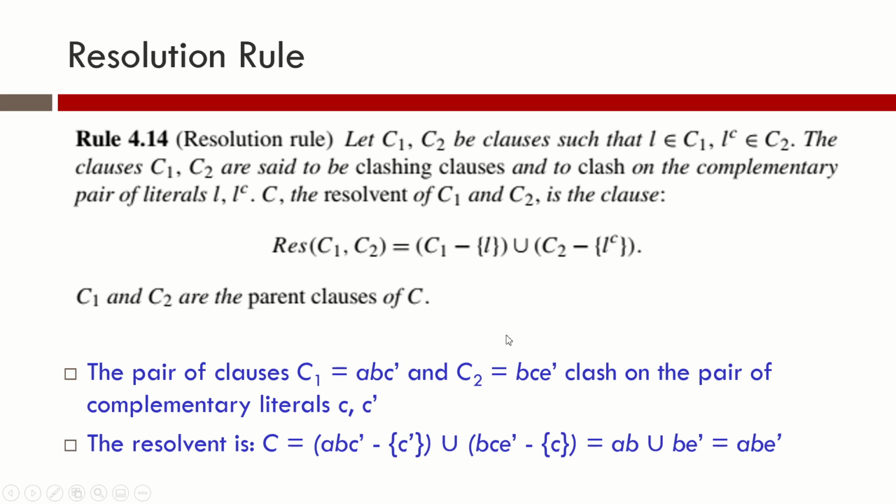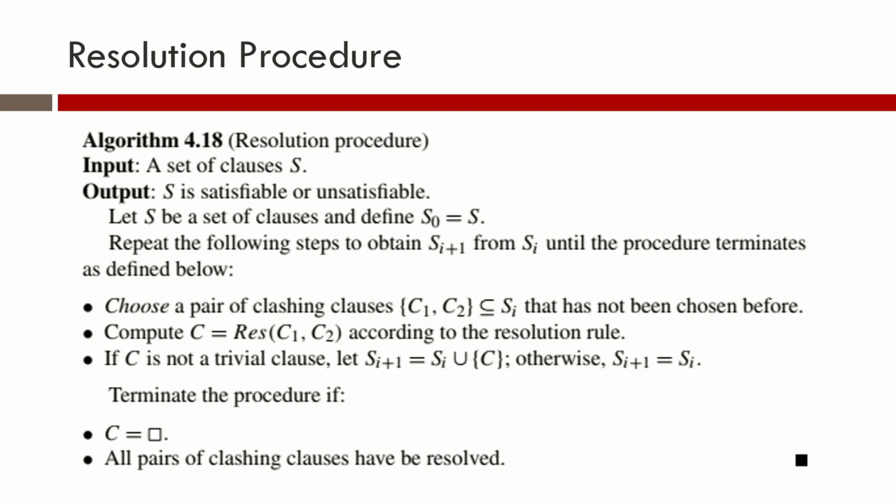From the first set you remove C complement, from the second set you remove C and take the union of the two. A, B union B, E complement will be A, B, E complement. So that is how to apply the resolution rule. And now the resolution procedure.